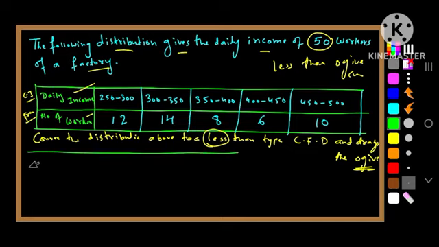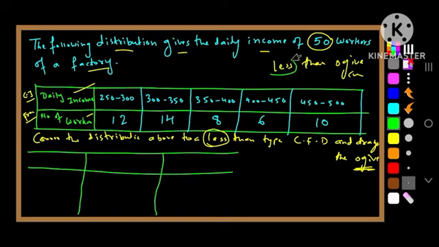In the first column you have to mention the upper limits. As I said before, when you are taking less than OG curve, the most important thing is that you have to take upper limits. So this will be our upper limits. This column will be our frequency and this will be our cumulative frequency. I'll explain now how to find this cumulative frequency.